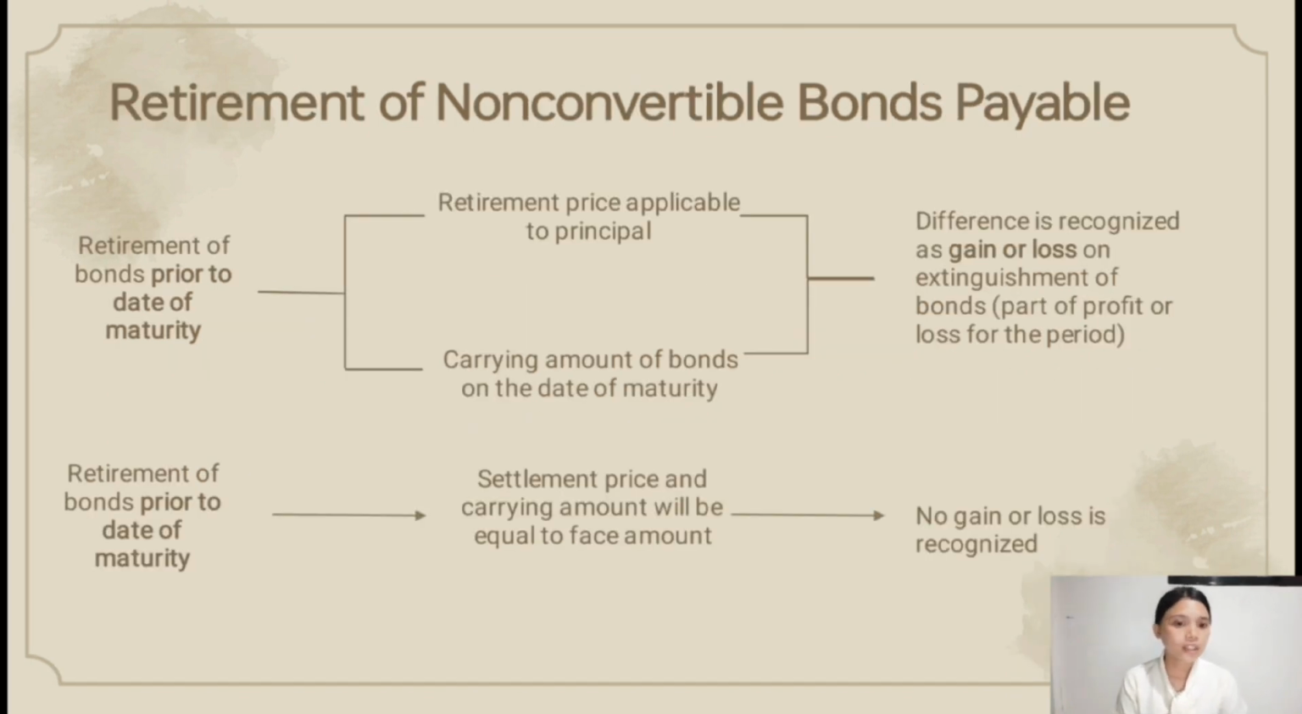So the retirement of non-convertible bonds payable. So retirement of bonds prior to date of maturity, we have two: retirement price applicable to principal and the carrying amount of bonds on the date of maturity. And we have the difference is recognized as gain or loss on extinguishment of bonds, part of profit or loss for the period. And when the retirement of bonds is on the date of maturity, we have the settlement price and carrying amount will be equal to the face amount and no gain or loss is recognized.